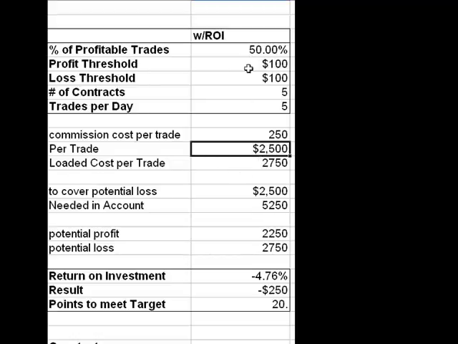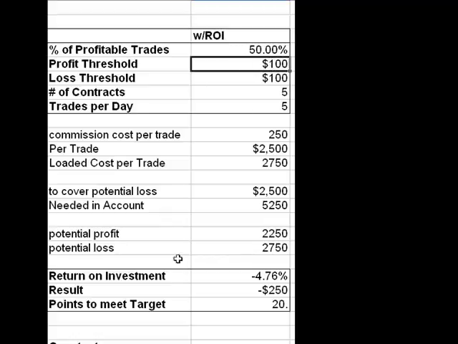Now, in our example here, we're only going to do a 1-to-1 relationship. For every $100 that I risk, I want to make $100. That's the risk-to-reward relationship. Again, we'll talk more about that when we get to capital management. But in this example, a $100 risk and a $100 target is a 1-to-1 risk-to-reward relationship. So I'm willing to risk $100 in order to make $100.